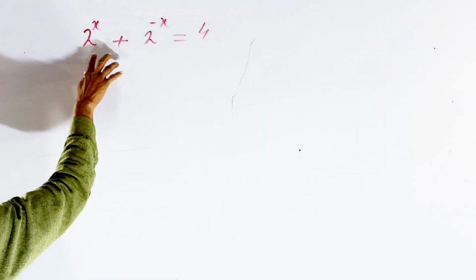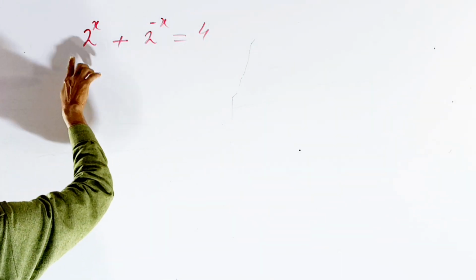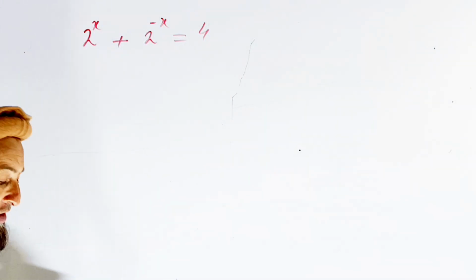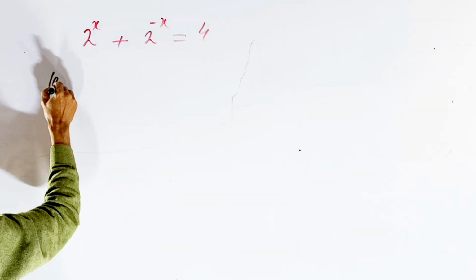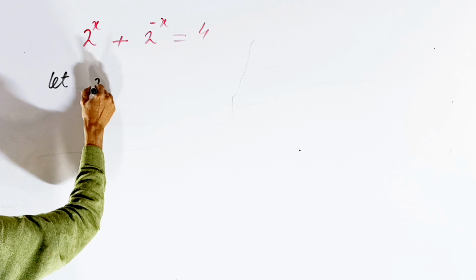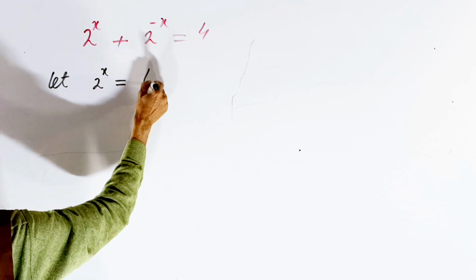Here one of the exponents is negative and one of the exponents is positive. So we make a supposition. Let 2^x = t.